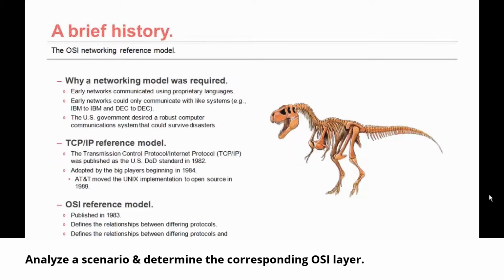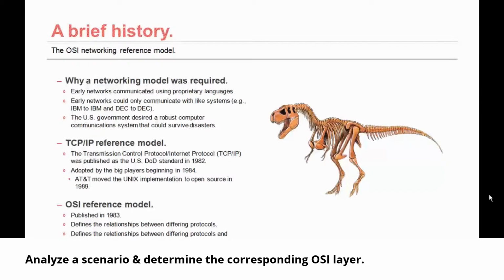So why was a networking model required? Well, early networks communicated using proprietary languages. Because of those proprietary languages, early networks could only communicate with like systems. So an IBM network could only communicate with another IBM network. In addition to that, the US government desired a robust computer communication system that could survive disaster.